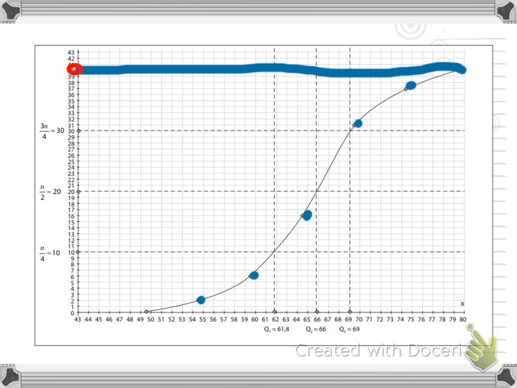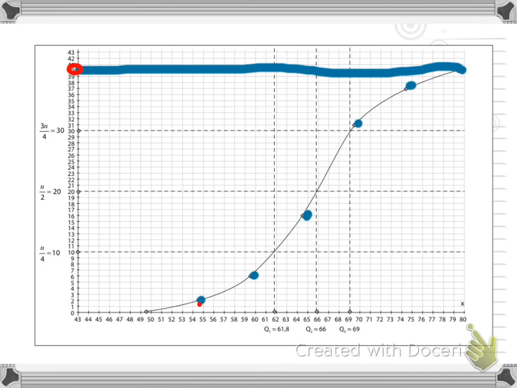Now remember that when you draw an ogive, you need to plot your dots at the end of each class. So you can see this first class ends between 54 and 55 and a half. If you had the table in front of you, you'd be able to see it's 54 and a half.